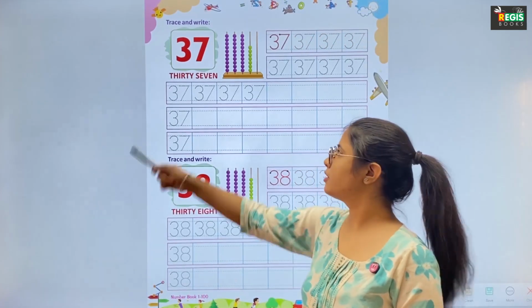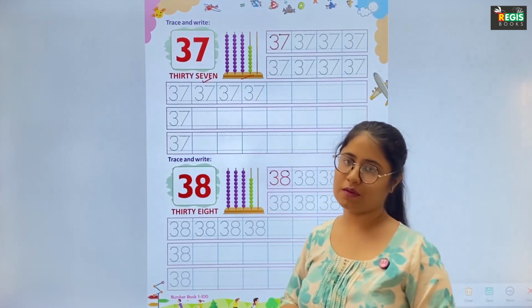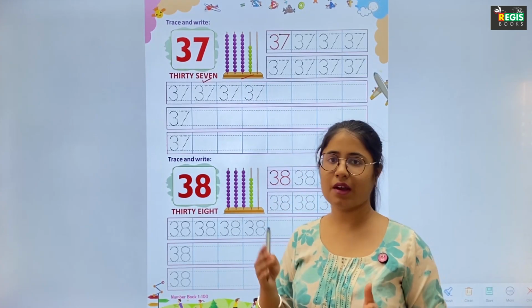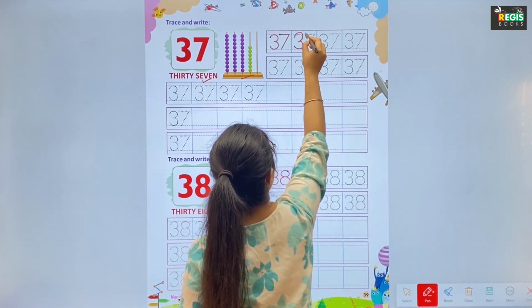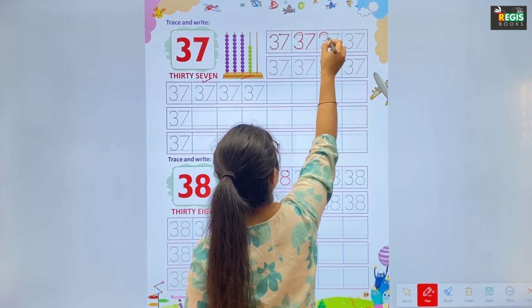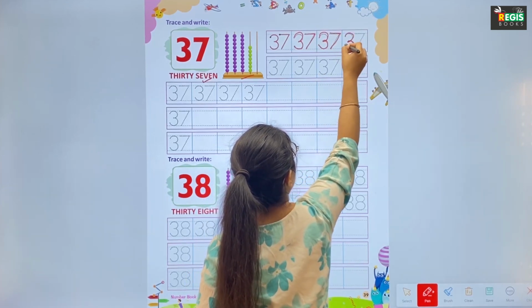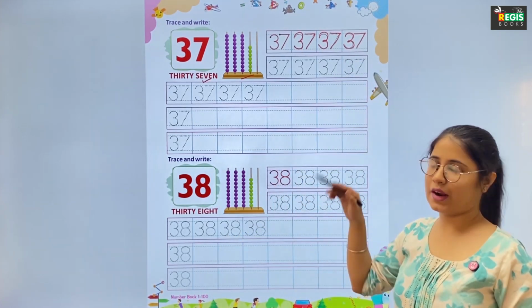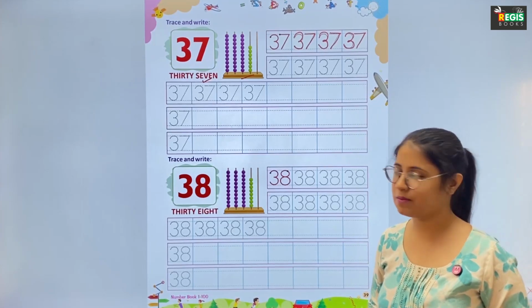Trace and write 3, 7, 37. These are total 37 dots. We write the number 37 by writing 3 and 7 together. 3, 7, 37. And similarly write the number 37 in the rest of the boxes to practice it.